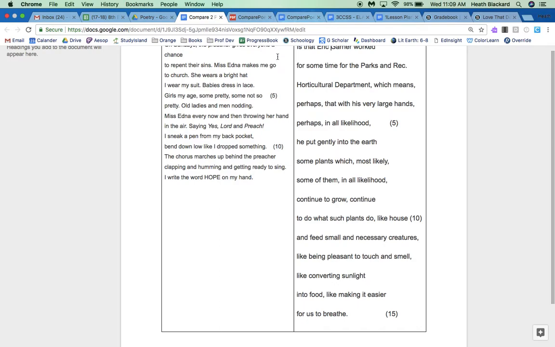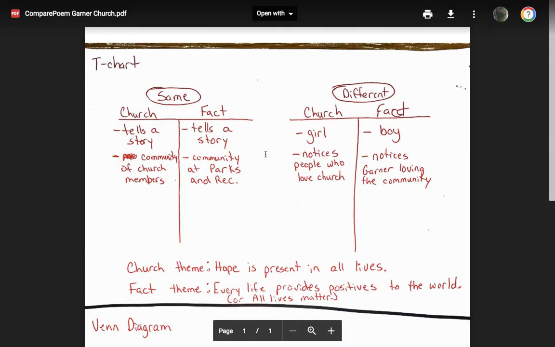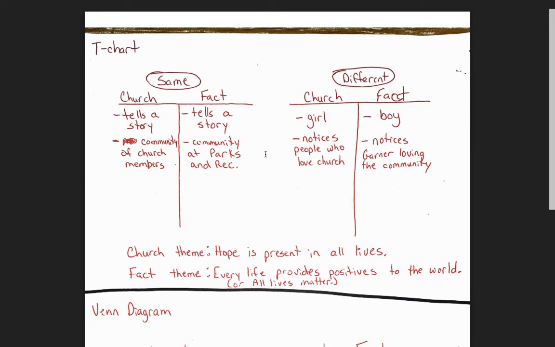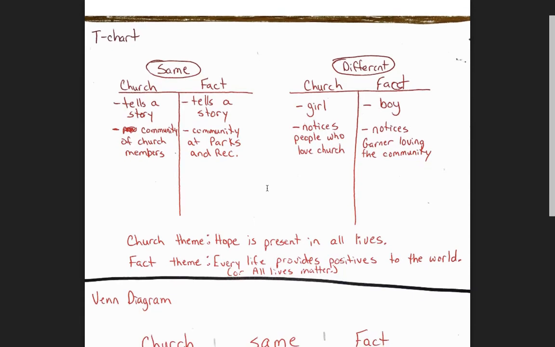Okay, you read the poem, you analyzed it, you thought about it. Now I need to come up with some compare-contrast situation, because your prompt is going to be compare and contrast two poems. There's more than one way to do that. Here is an example of a T-chart and some things that I analyzed and looked for. Hit pause now and read this T-chart.